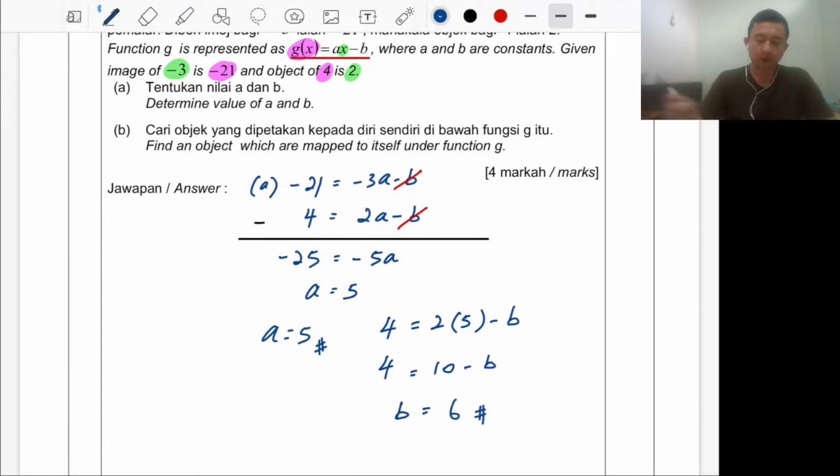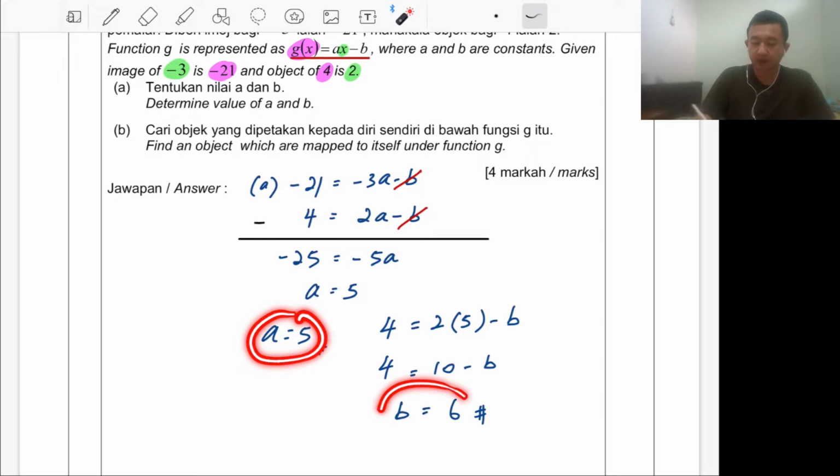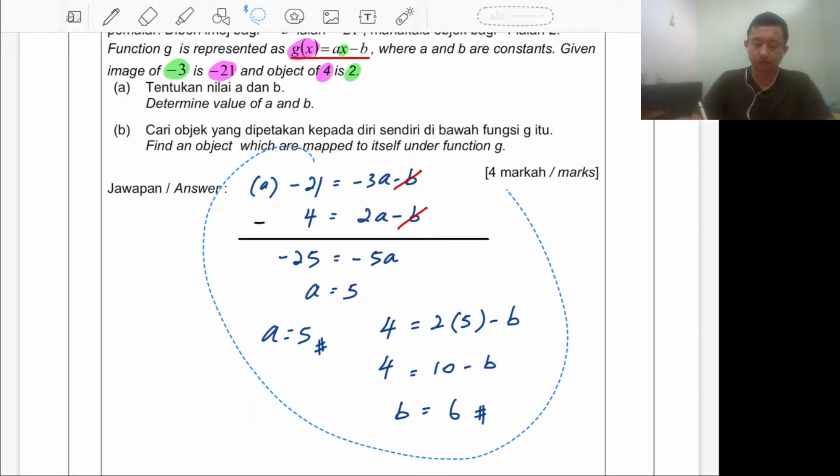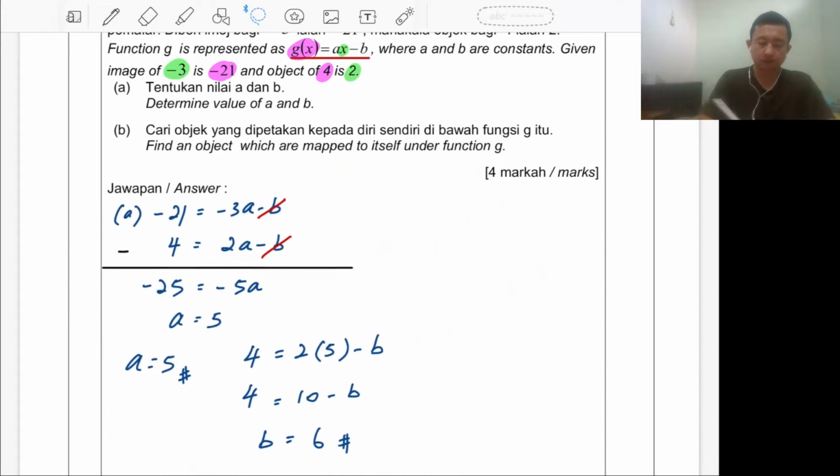Right, now we go to the second one. Find an object which is mapped to itself under the function g. Alright, first thing, you know the value of a and the value of b, you must put it back into the function. So we have g(x) = 5x - b.